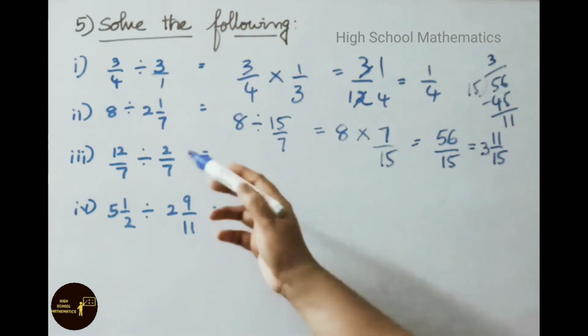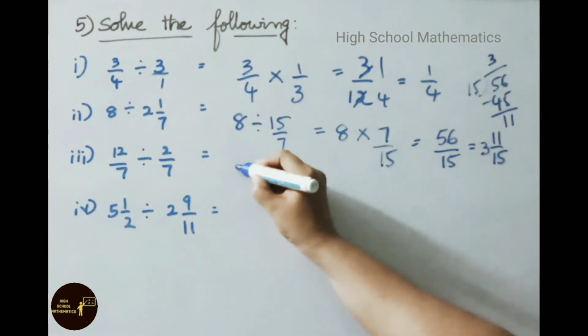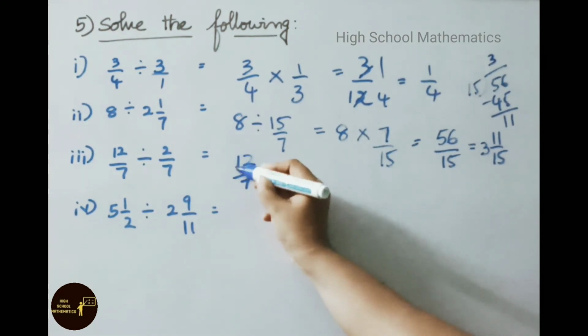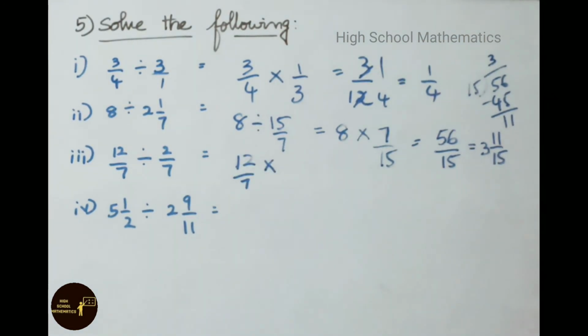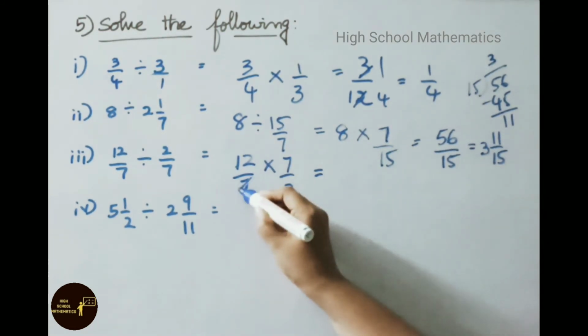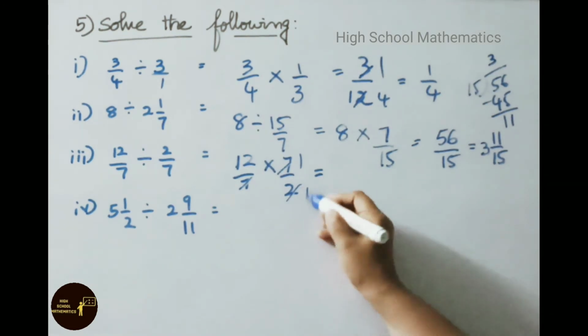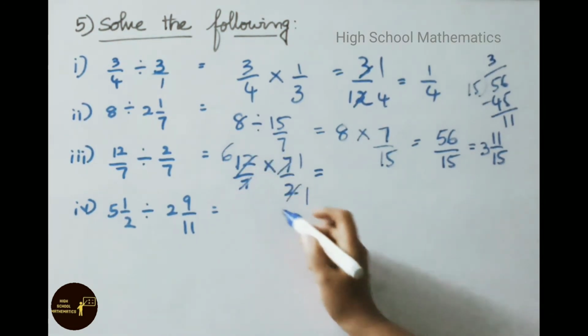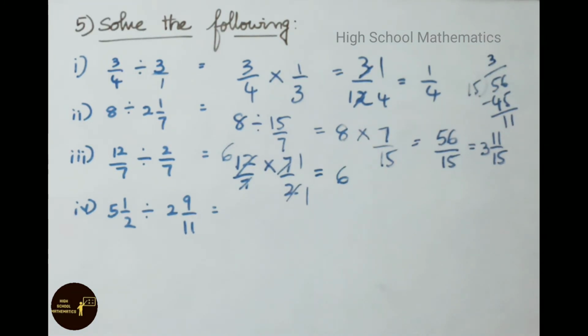See now third sum, 12 by 7 divided by 2 by 7. So write down 12 by 7. Division symbol as into. Write 2 by 7 reciprocal as 7 by 2. See here 7 table, 7 is 1 time. 2 table, 2 ones are 2, 2 sixes are 12. So multiply numerator 6 into 1 is 6. So the answer here is 6.